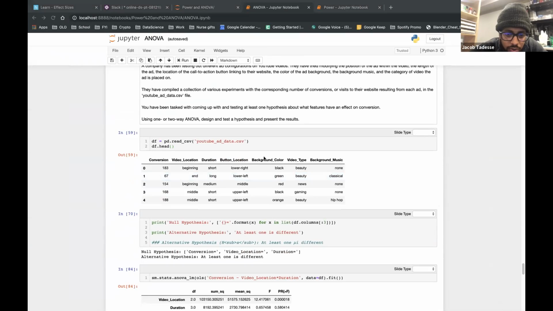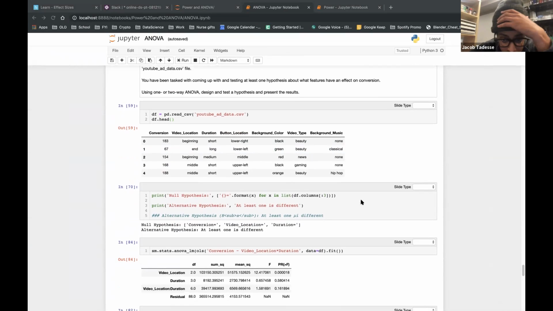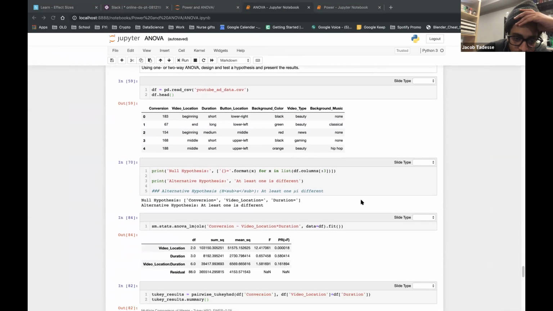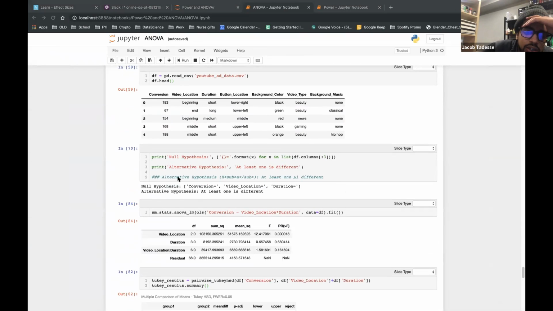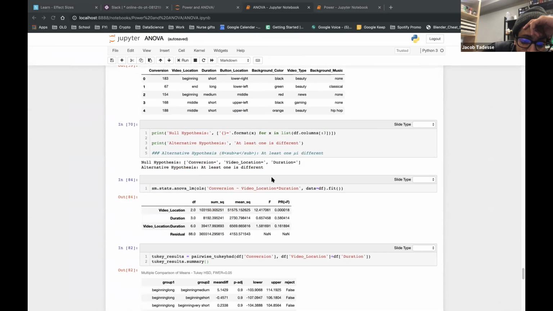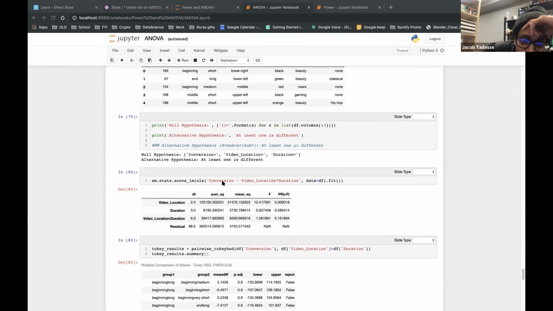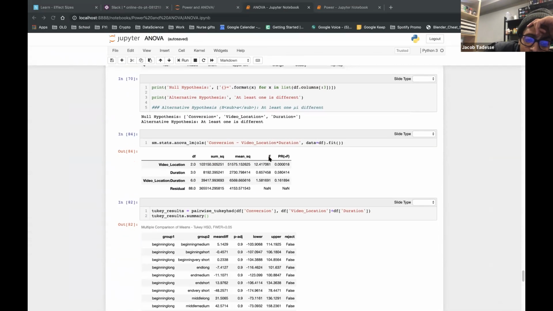So what I did was just look at the data to see what info was in there. I set up my null to be everything being equal. I just picked the video location and duration having the same effect or no effect, and the alternate hypothesis of at least one of them having an effect on the conversion.